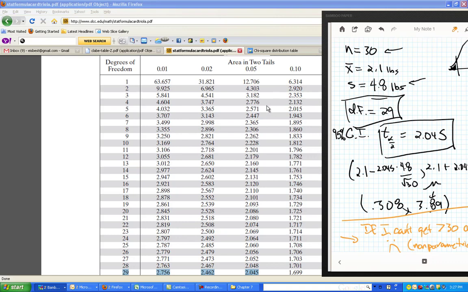If instead I want to do 99%, that implies that I'm going to use 2.756. If I want to do 98%, it's going to be 2.462. Again, I want you to pay attention to the fact that if I want to be more confident, then my T value, this guy right here, is going to grow. It's going to make my interval larger because I want to be more sure that the mean is actually inside of that interval. So to be more confident, I have to build out the interval.